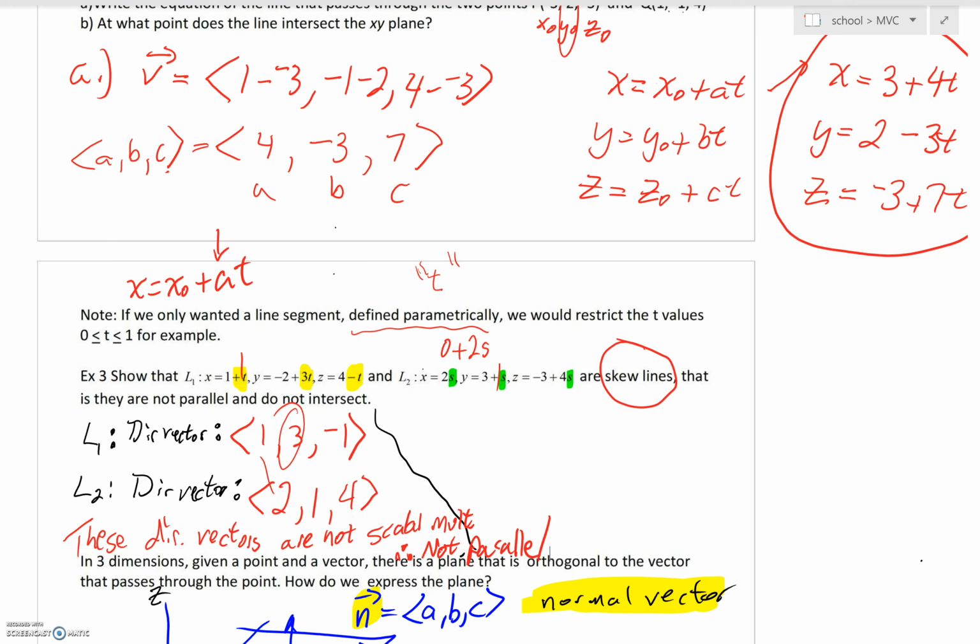So we know that these two lines are not parallel, but it's also quite possible that these two lines still do not intersect. Tell you what we can do. To check that, let's set x's and y's equal. If I were to set the x's equal, I'd get 1 plus t would equal 2s. If I were to set the y's equal, I would get negative 2 plus 3t for my first line, set that equal to 3 plus s.